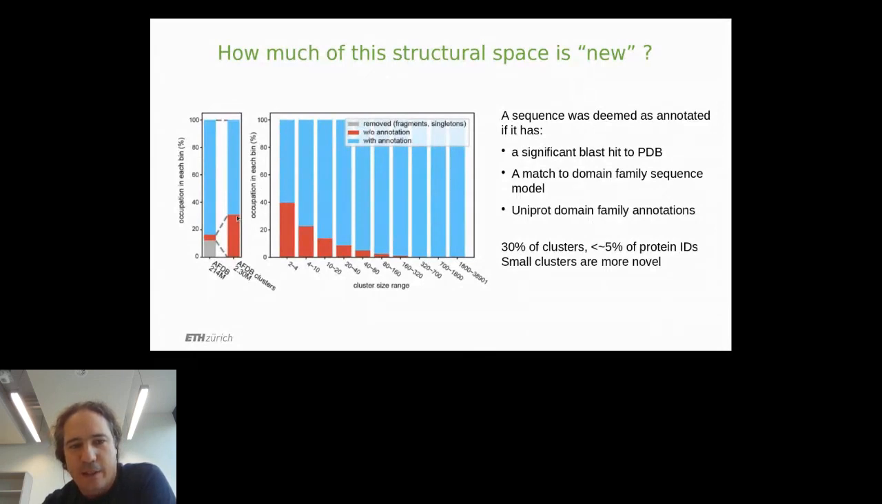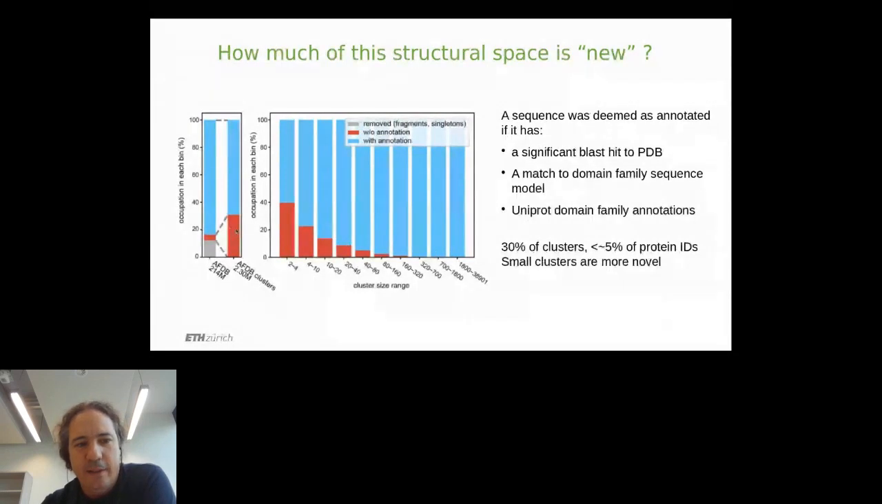So 30% of the clusters represent new types of proteins. But these only represent 5% of the protein IDs. And the reason why this only represents 5% is that the bigger the cluster is, the more likely it is that we would find an annotation. So this makes sense both statistically speaking and also biologically speaking. So big clusters, so here's the cluster size. If we have very big clusters with many representatives, then these are likely to have some form of annotation. So the rare clusters that have very few representatives are more likely to have no annotations.